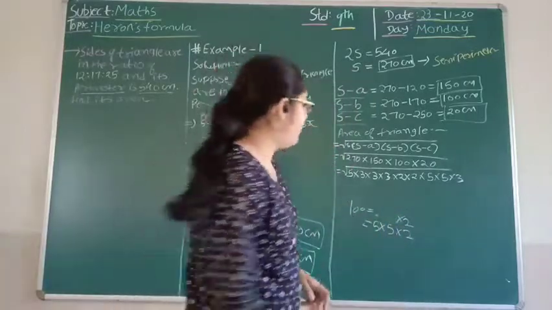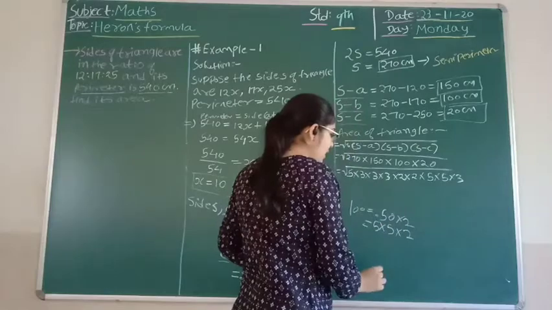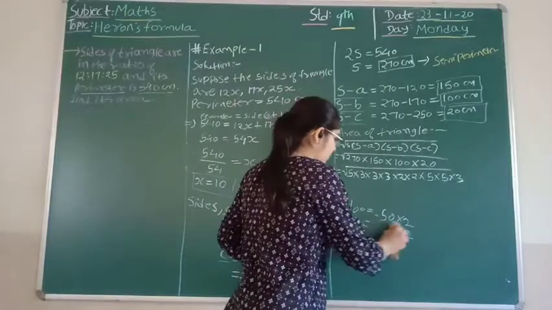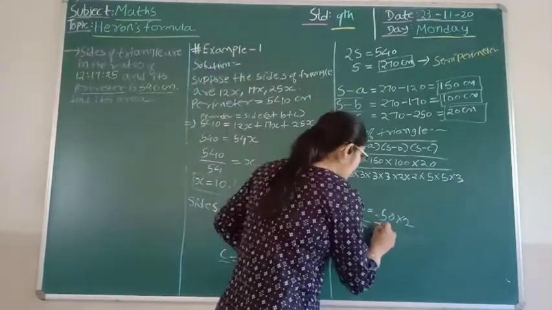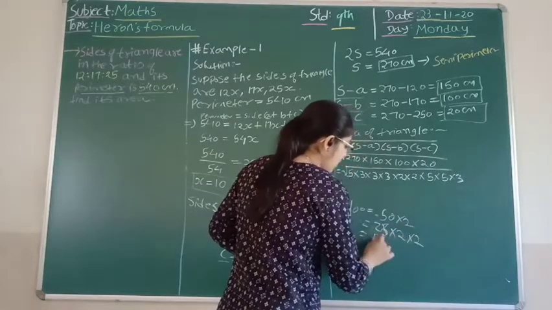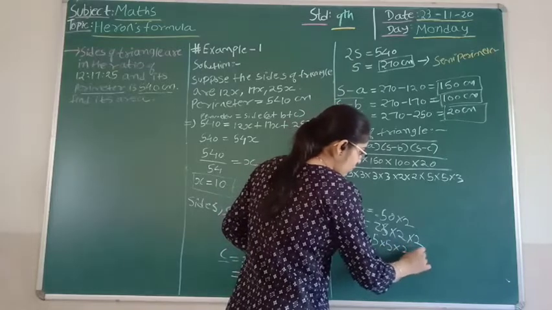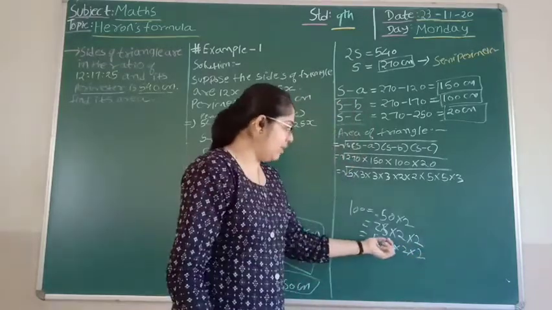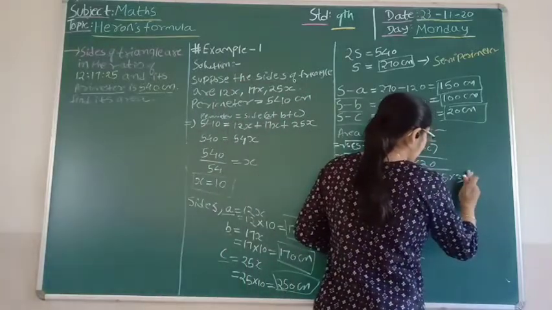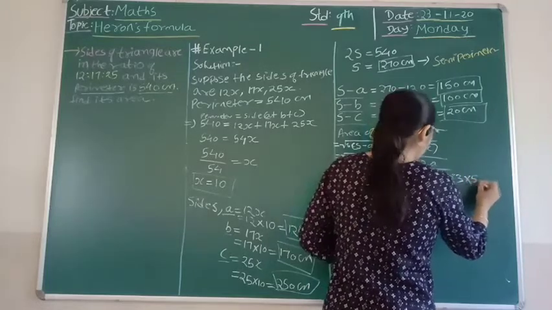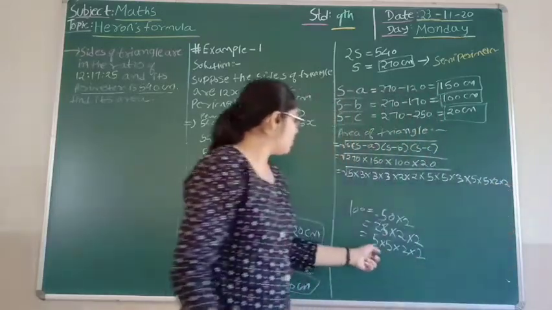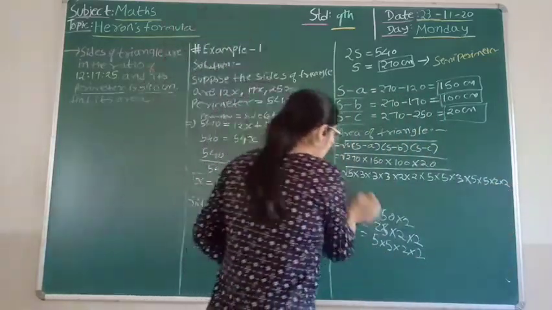Okay. 50 into 2 is equal to 100, and if I factorize this, it becomes 25 into 2 into 2, and this will be 5 multiplied by 5 into 2 multiplied by 2. This 25 multiplied by 2 is 50, and 50 multiplied by 2 is equal to 100. So I am writing this over here. So this is how we can factorize 100.